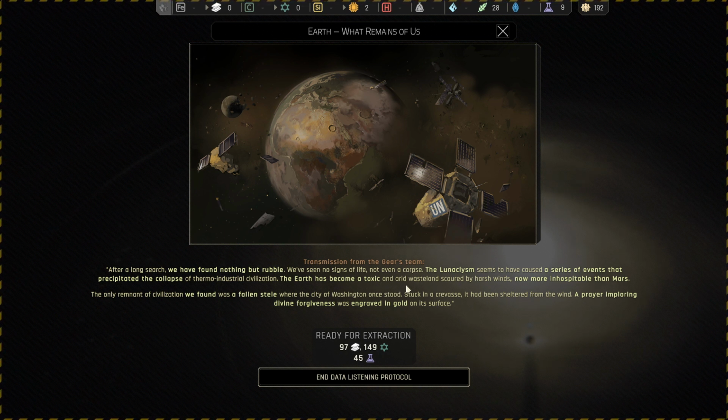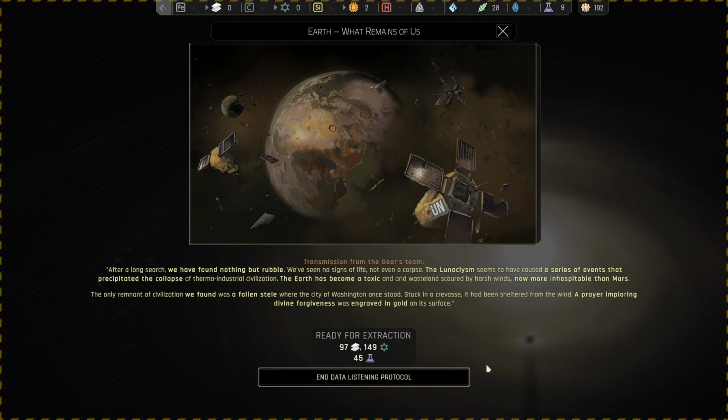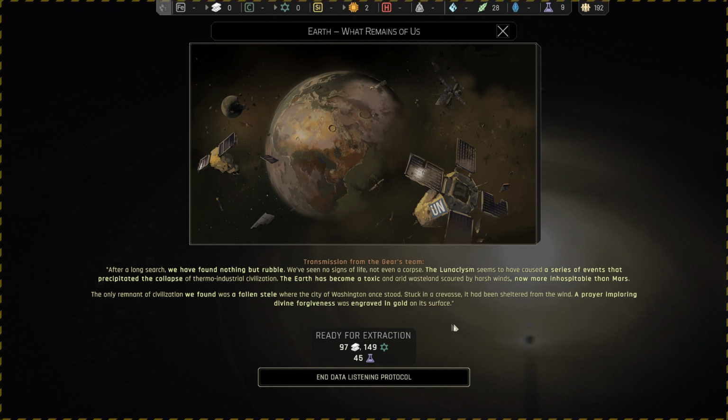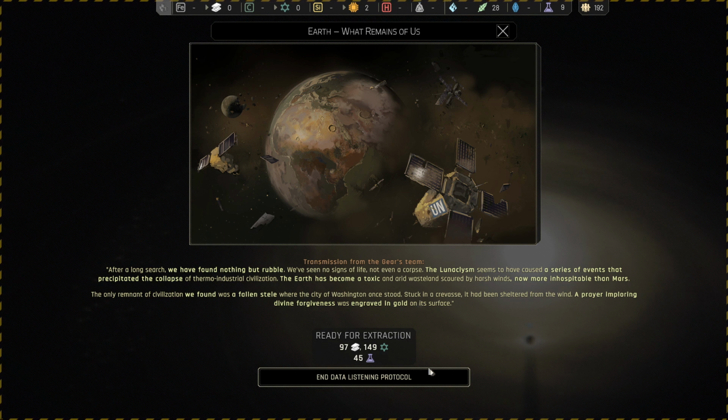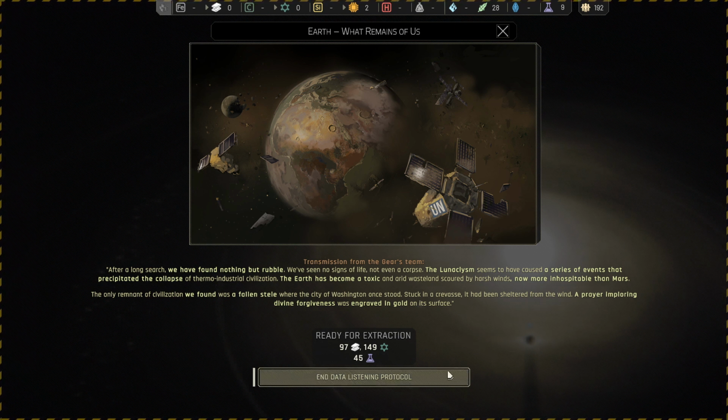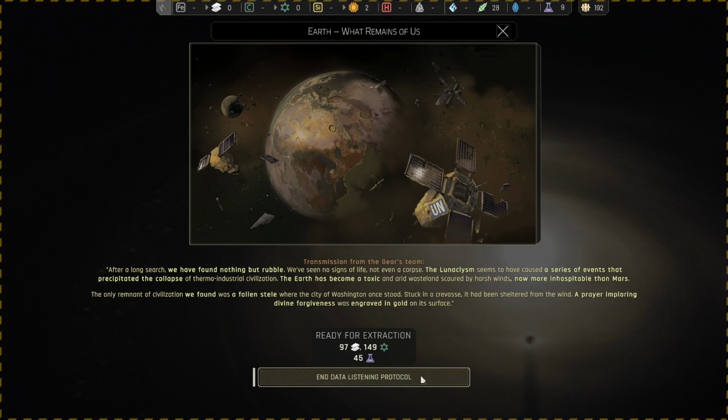Toxic and arid wasteland. Makes me think of Solaris and the recent Toxic races release. I keep being tempted to buy that. Spending money. Anyway.